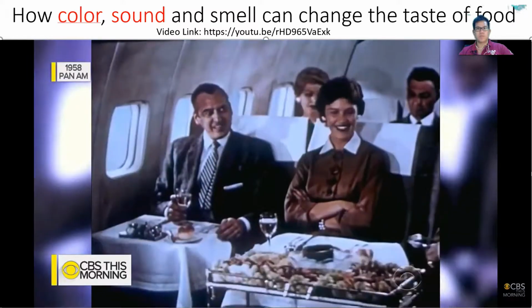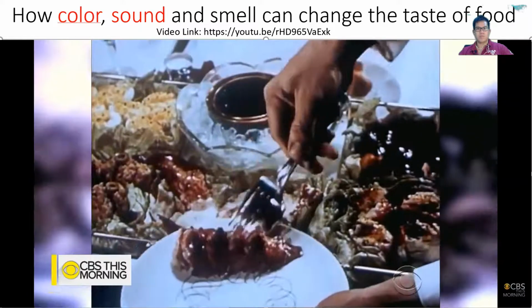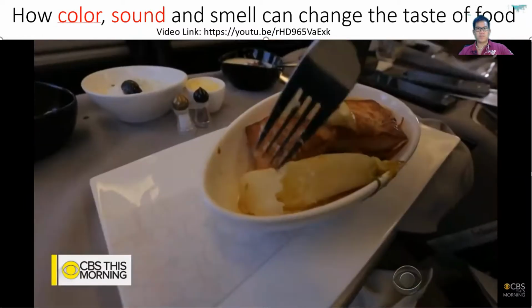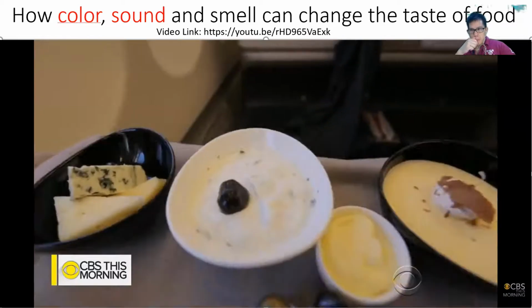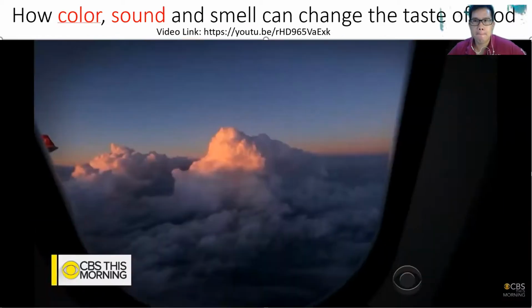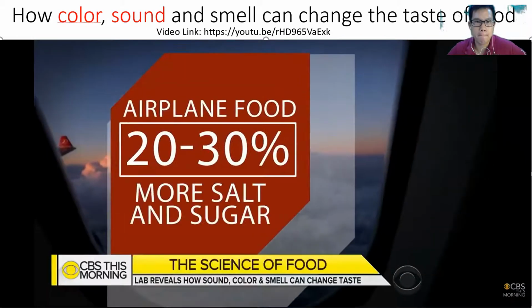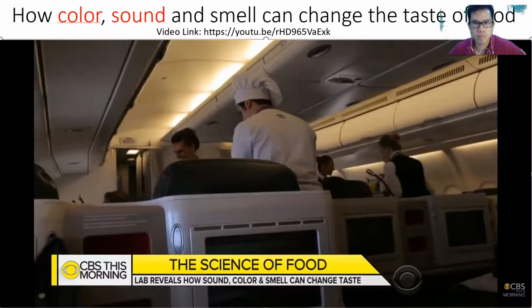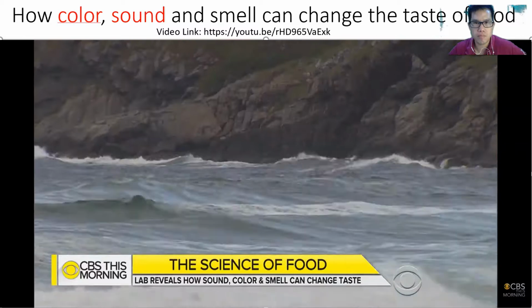Ladies and gentlemen, this is your captain speaking. And that matters, for example, with airplane food. The dry cabin air and low pressure means, surprise, surprise, that you don't get the full flavor, which is why 20 to 30% more salt and sugar can be added to produce the same taste as on the ground.